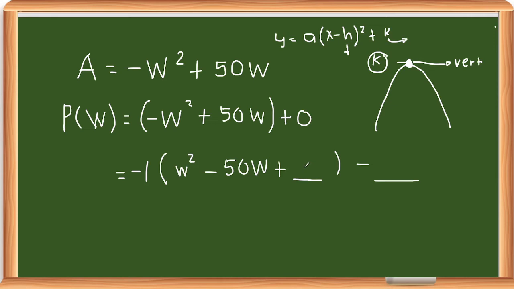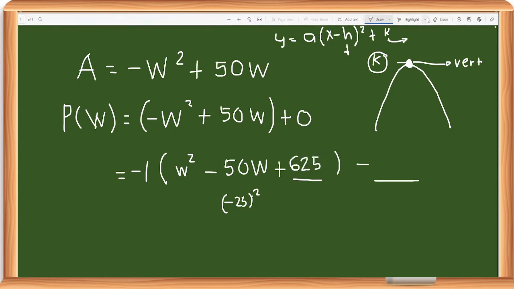Ano ang pwede natin i-add? I-divide natin to sa 2, yung middle term. So, that is negative 50 divided by 2 is negative 25. Kapag dinivide mo sa 2 yung negative 50. Ngayon, i-square natin to. Okay, negative 25 times negative 25 is 625. Okay? So now, anong mangyayari dito?